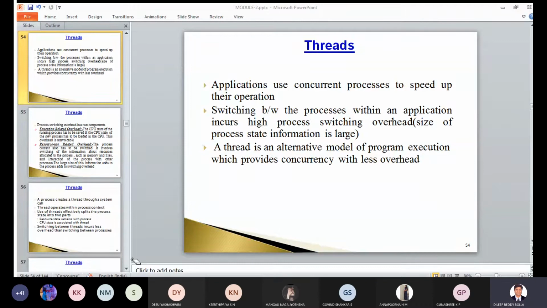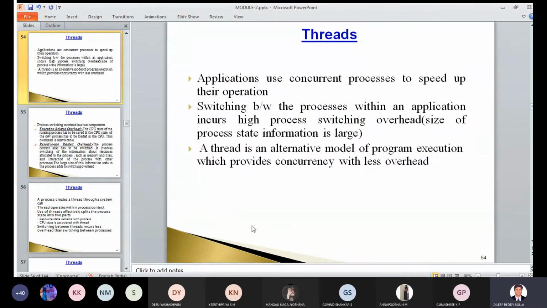And let's look at the third point here. What is the third point here? A thread is an alternative model of program execution which provides concurrency with less overhead. We know that overhead will be a cost whenever you are using a big process. So that overhead can be minimized by using threads.